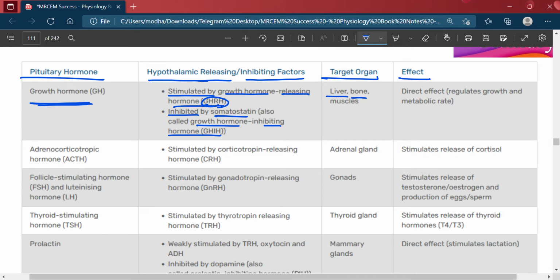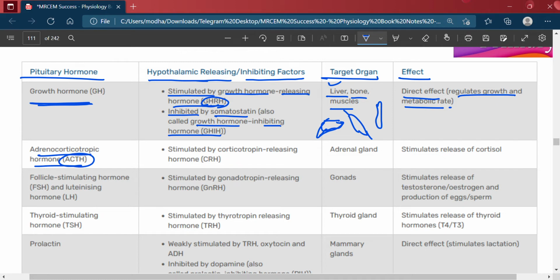Okay, so which are the target organs? Liver, bone, and muscle are the target organs. The direct effect regulates growth and metabolic rate. Okay, then adrenocorticotropic hormone, ACTH.